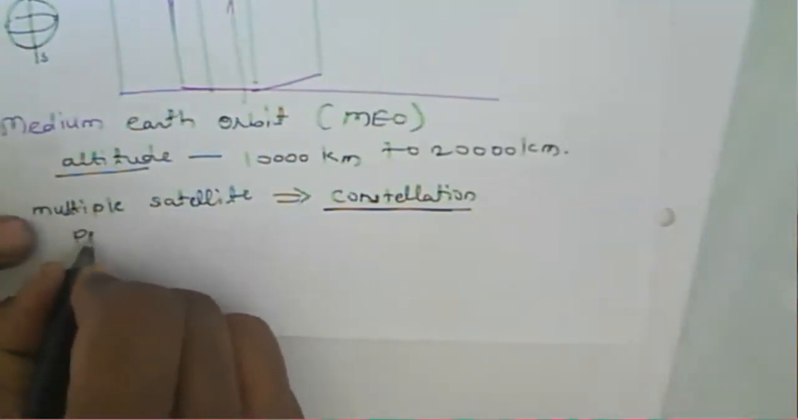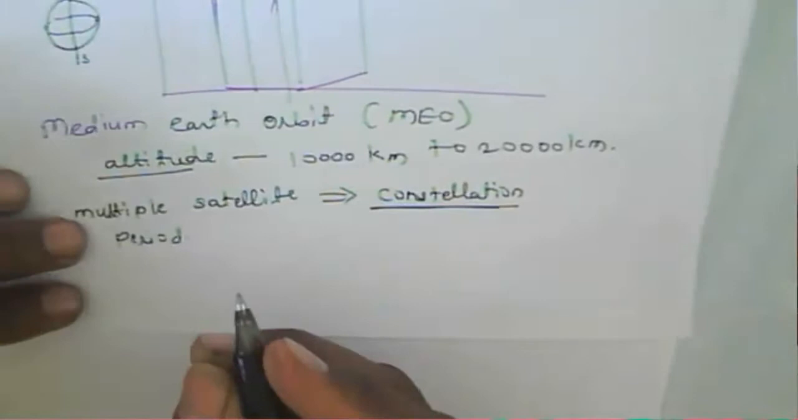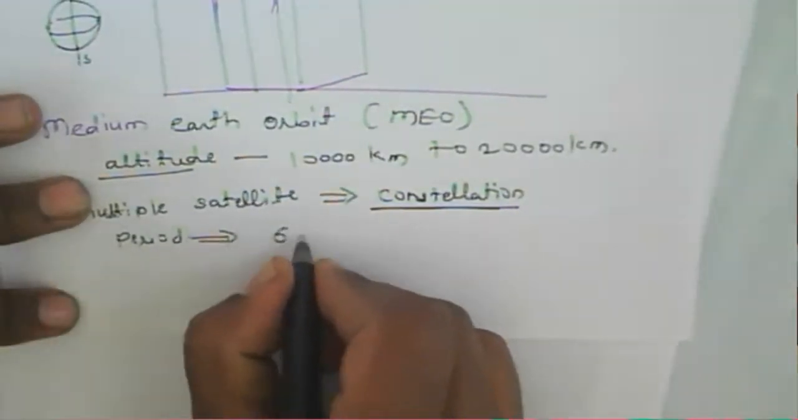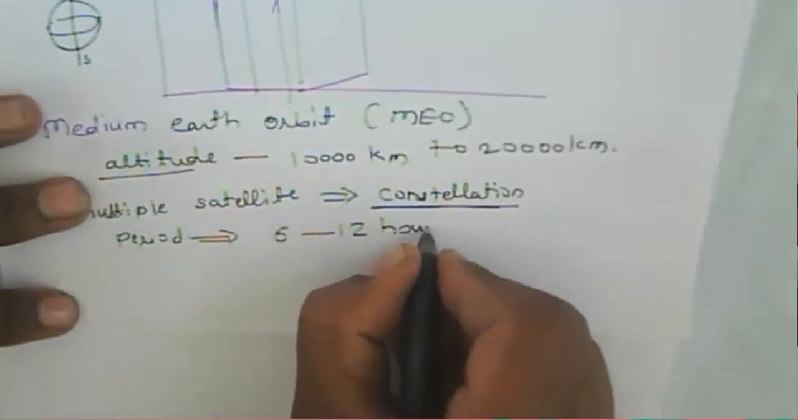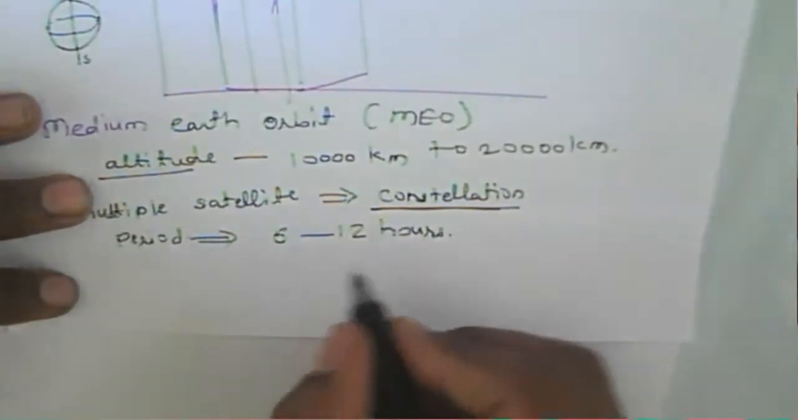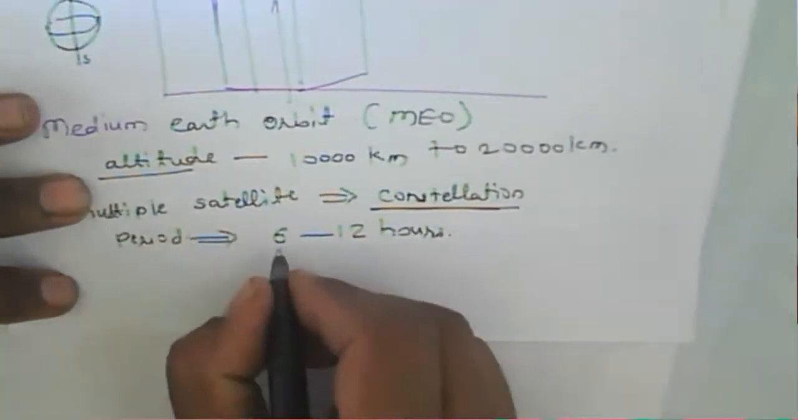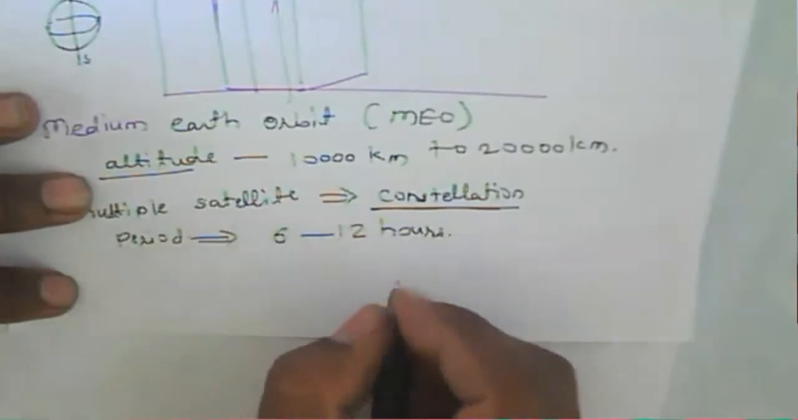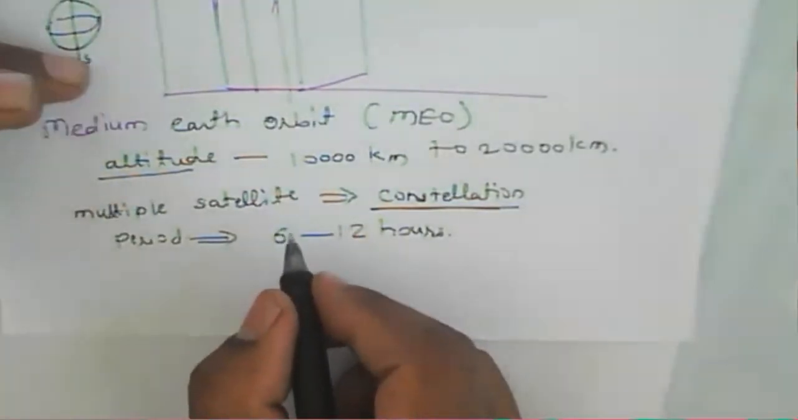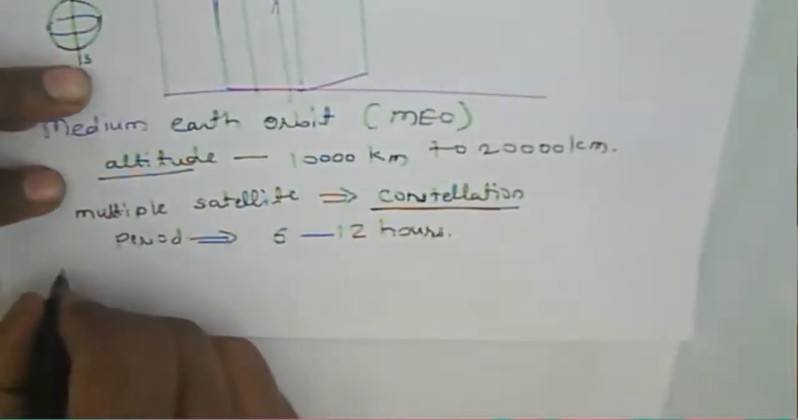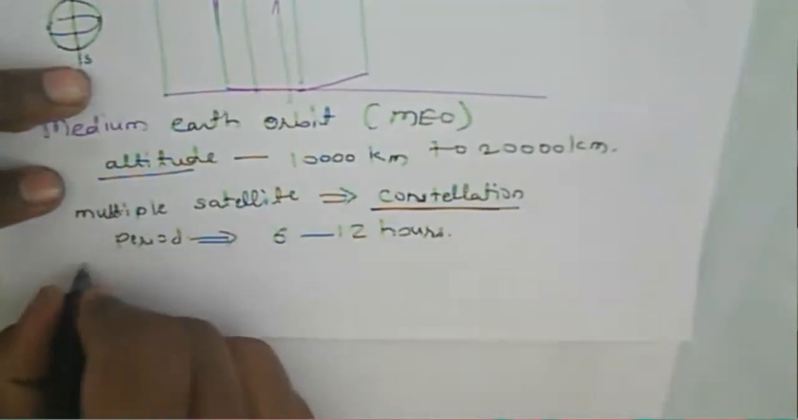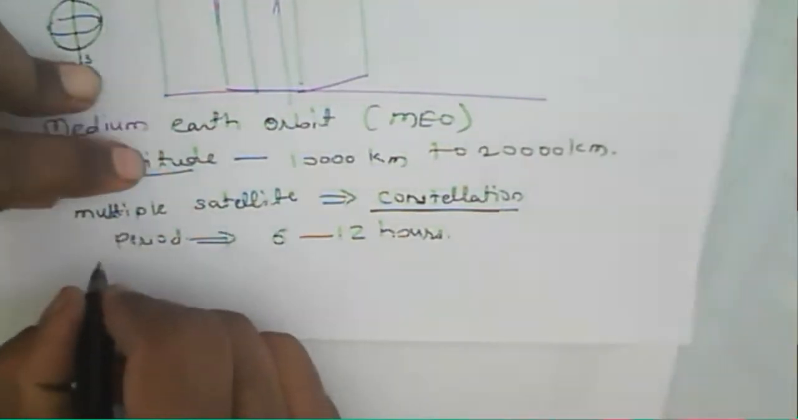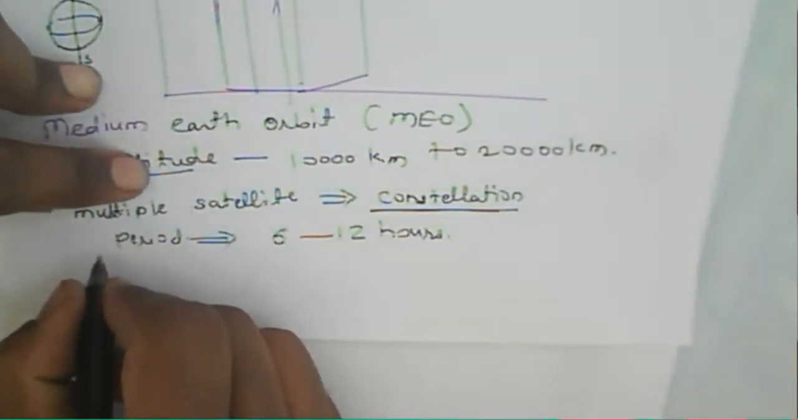And the orbital period of a satellite, what is it? The period varies from 6 hours to 12 hours. Earlier it was 90 to 100 minutes. Now it takes 6 hours, or a maximum of up to 12 hours, for one rotation. So this MEO orbit is used for the global positioning system.